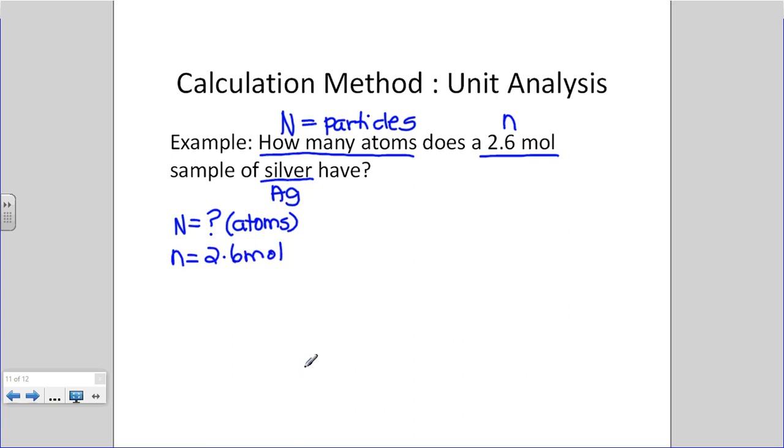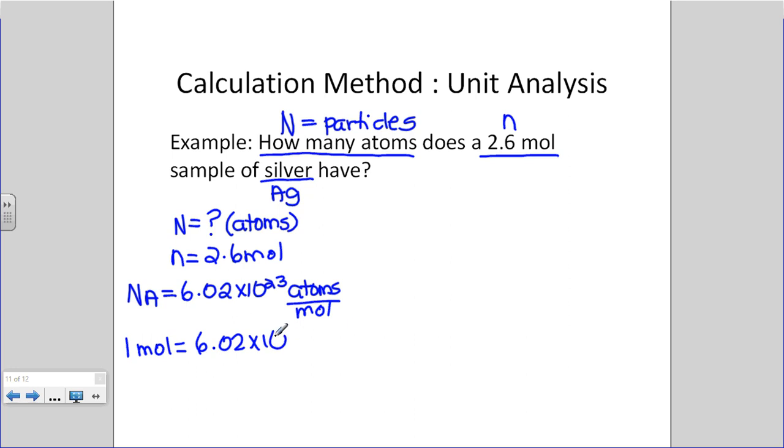And now we need a ratio, a quantity. And this one is where you can use Avogadro's number. So Avogadro's number, if you remember from a few slides back, is Na, and it's 6.02 times 10 to the 23 particles per mole. Here our particles are atoms, so we say atoms per mole. Or our ratio is 1 mole is equal to 6.02 times 10 to the 23 atoms.